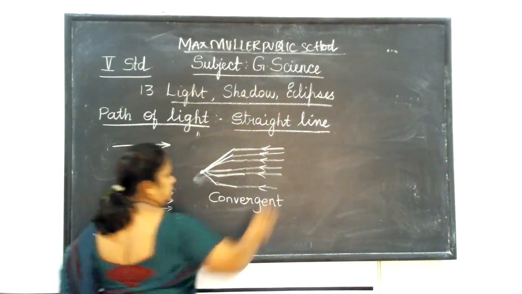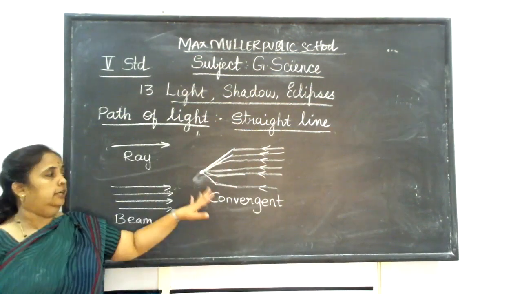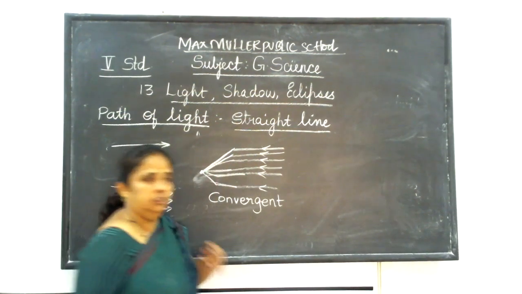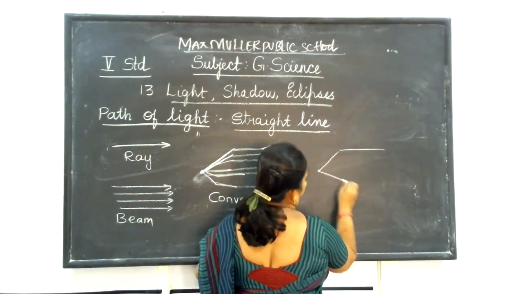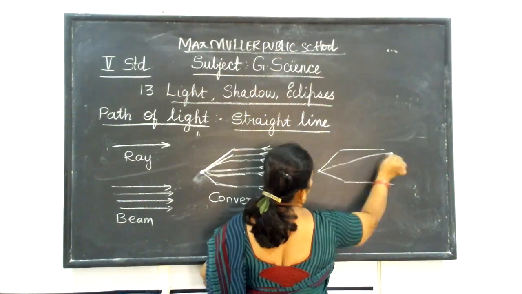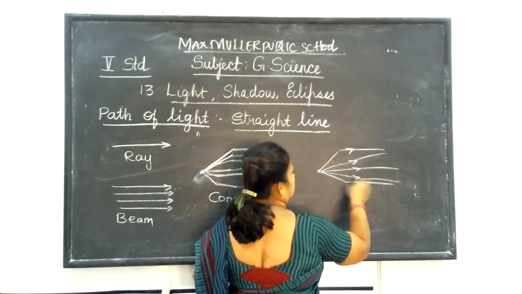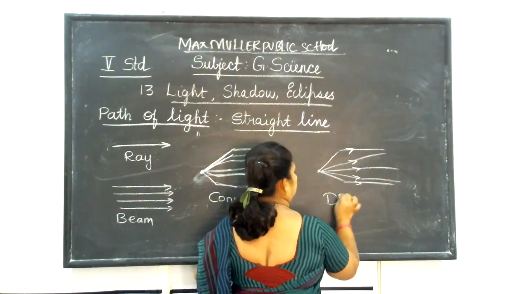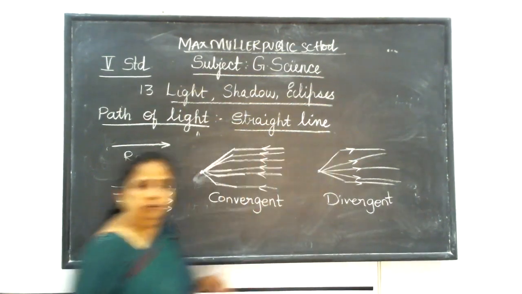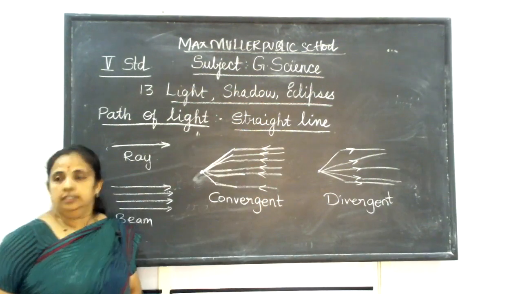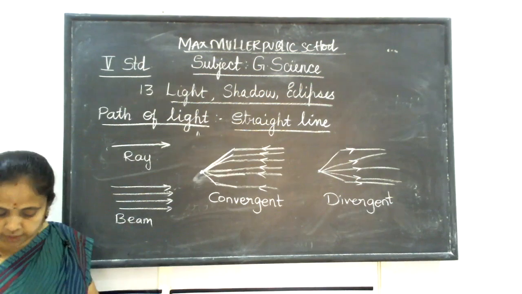From the light source, the light is passing and meeting at a point. That is called convergent. From the source of light, if the rays move away from it like this, in this direction, going away, this one we call divergent. If it bends outwards, it is called a divergent beam of light. Understood? Convergent, divergent, ray and beam of light.